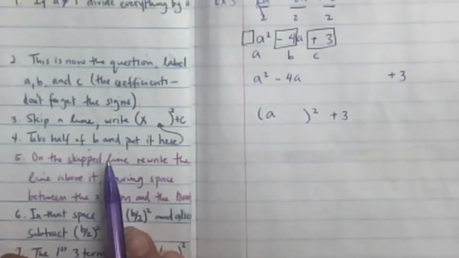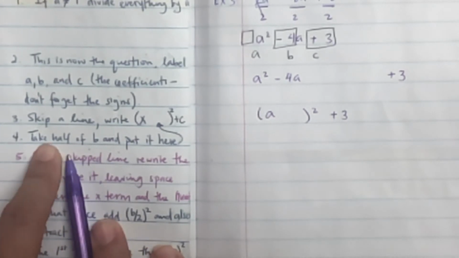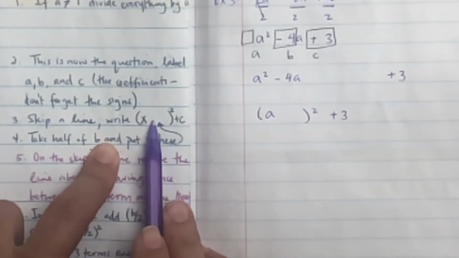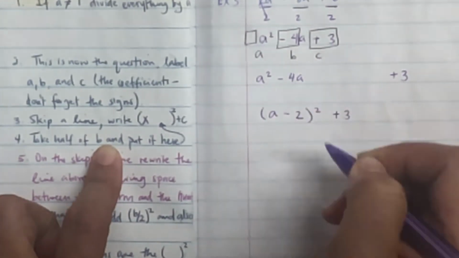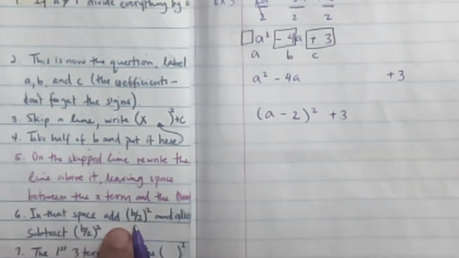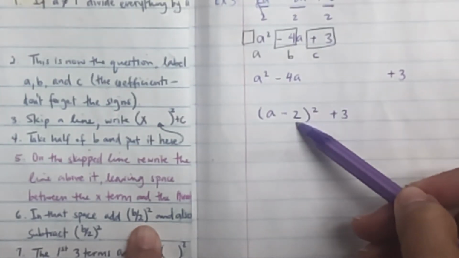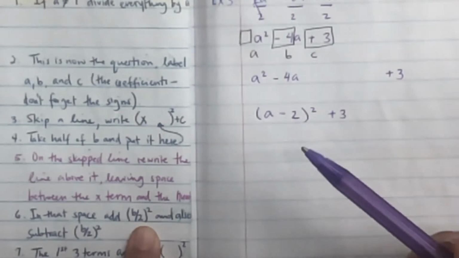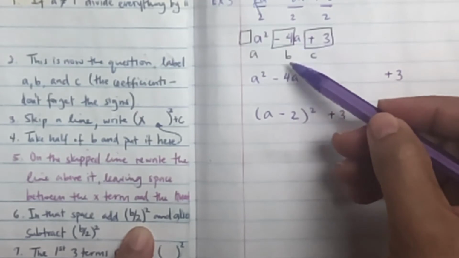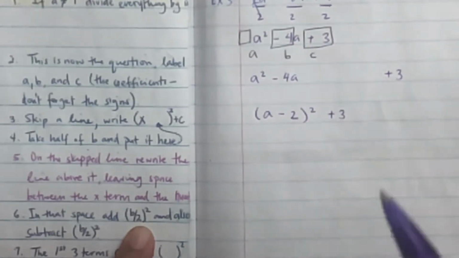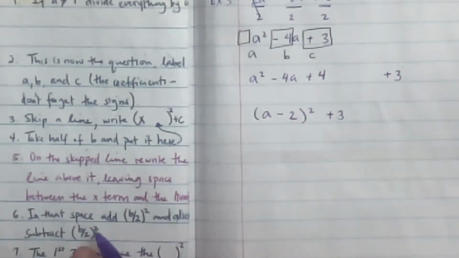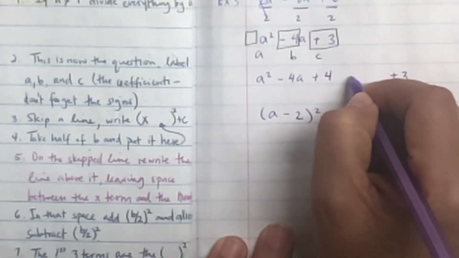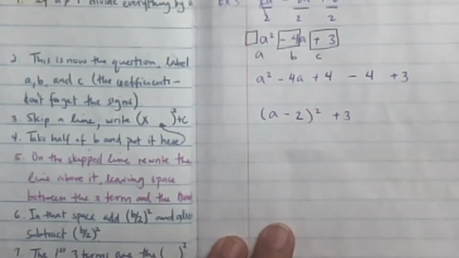Okay, and I skipped it. Sorry, I skipped a line. It says take half of b and put it here. So half of b is negative 2. In that space, take half of b, square it. So negative 4 divided by 2 is negative 2. Squared is positive 4. And also subtract that. So you add it and then you also subtract it.